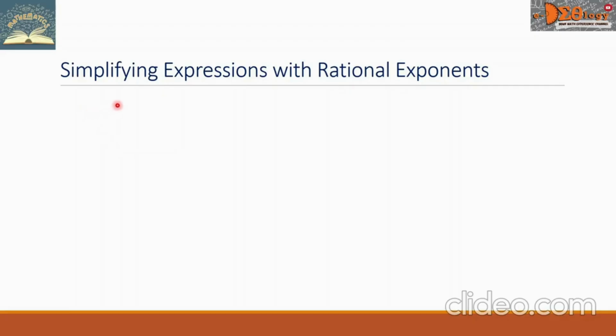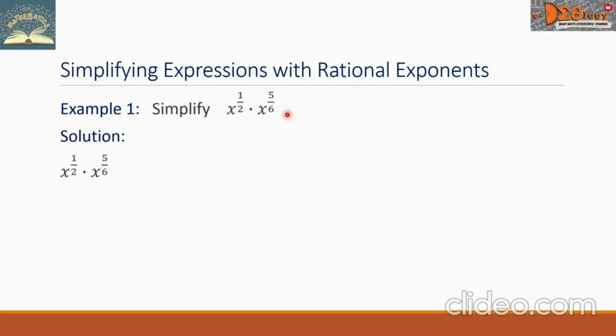Now, we're going to simplify expressions with rational exponents. Example 1: simplify x raised to 1/2 times x raised to 5 over 6. We know that when we multiply exponents with the same base, we add the exponents. So we have x raised to 1/2 plus 5 over 6. Then we simplify the exponent.